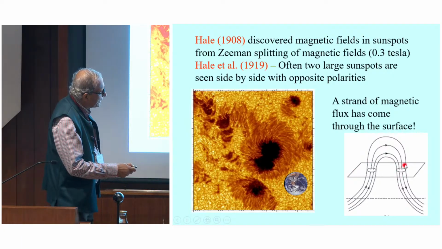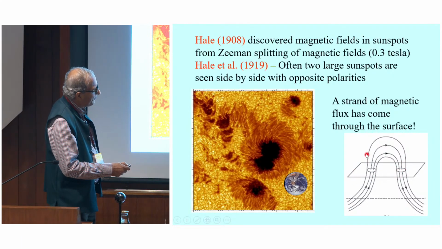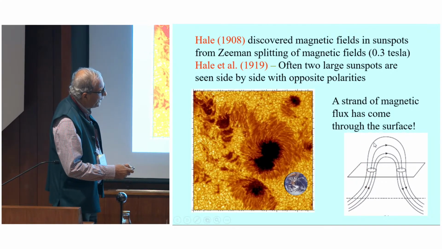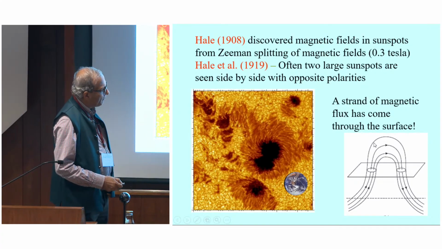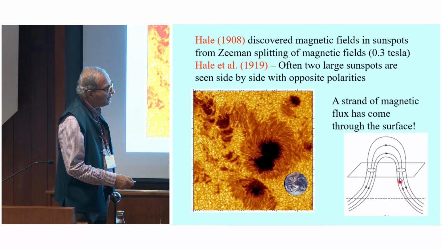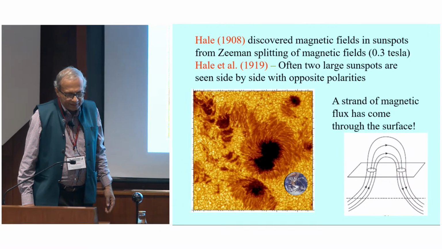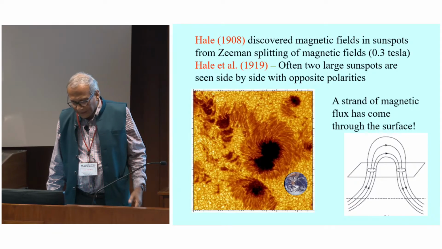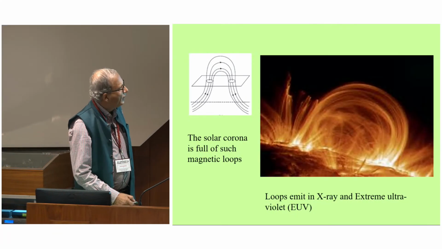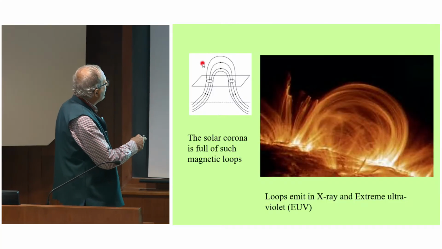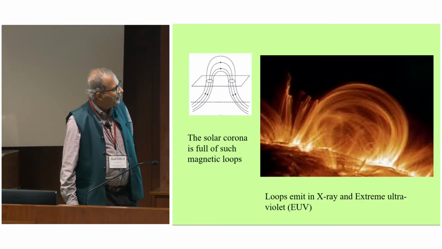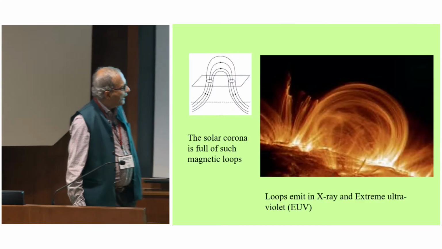out from the surface in this manner. So if these two intersections with the surface become the two sunspots, then in one sunspot you have magnetic field lines going out, making it a positive polarity sunspot, and in the other sunspot you have magnetic field lines going down, making it a negative polarity sunspot. And if this is true, then we expect that the solar corona would be full of this kind of magnetic loops above the sunspot pairs. And we now know that to be the case.